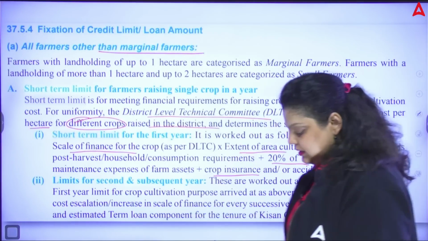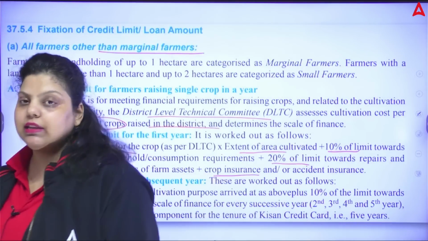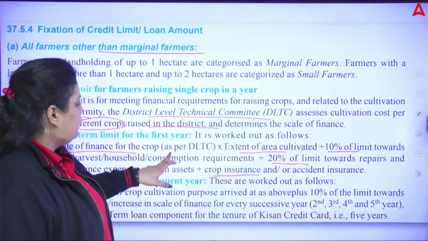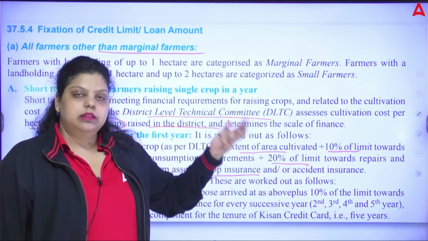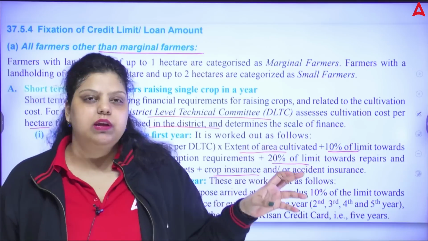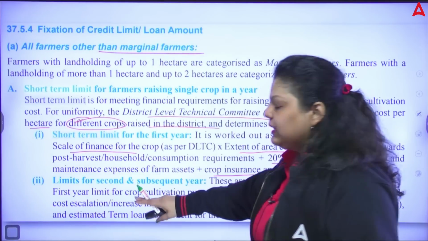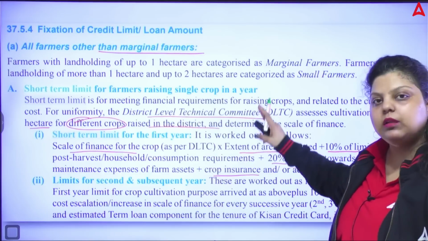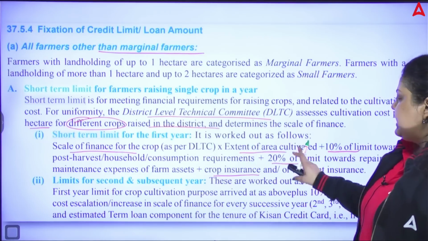So for the two crops, a scale of finance has been given, that is 10,000 and 20,000. For each, we have to multiply with the extent of area cultivated. The extent of area cultivated is 0.75 acre for both the crops. So 10,000 multiplied by 0.75, then 20,000 multiplied by 0.75. That has been calculated till here.